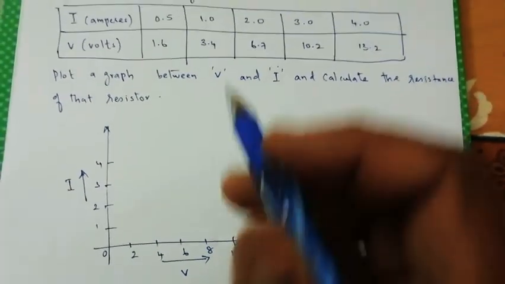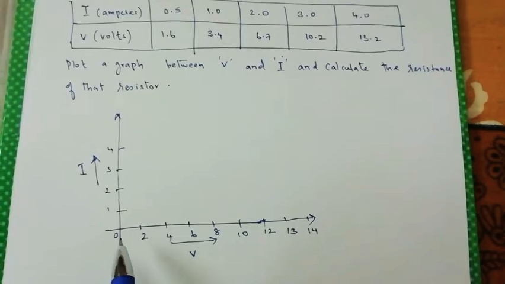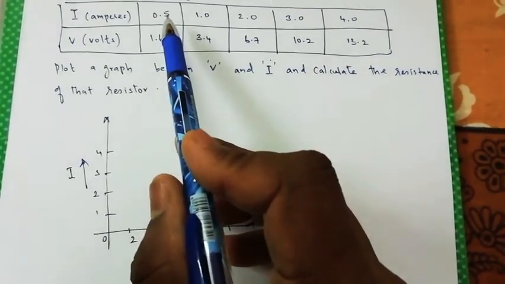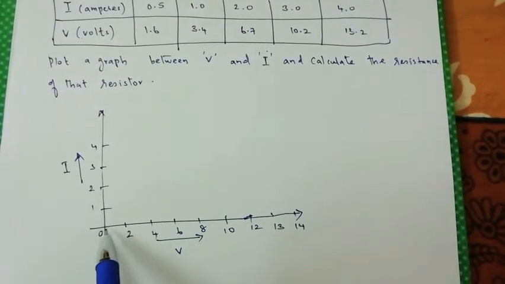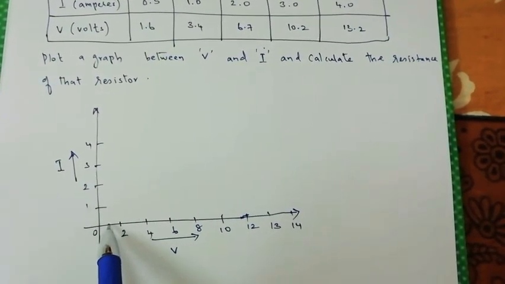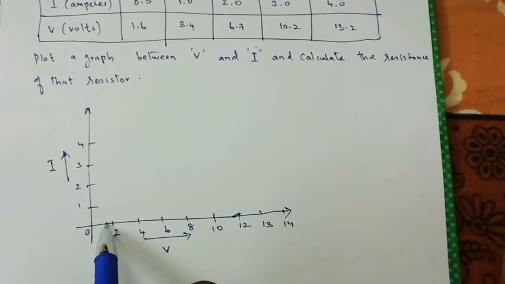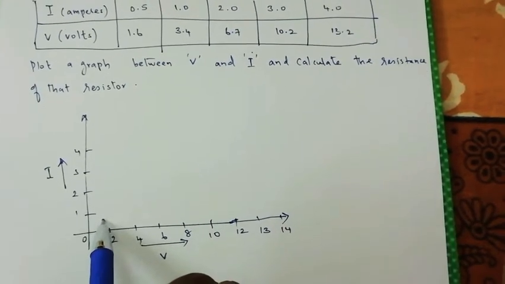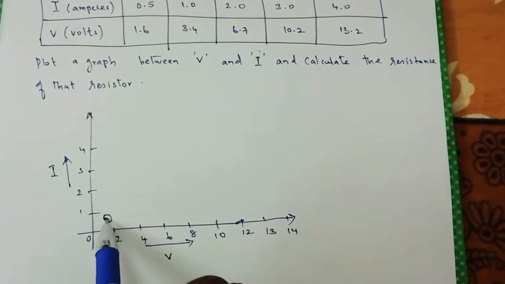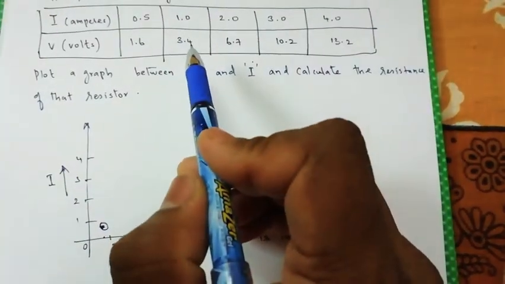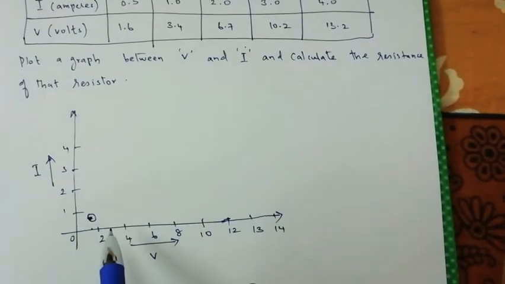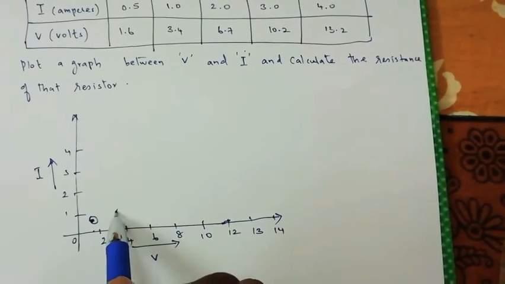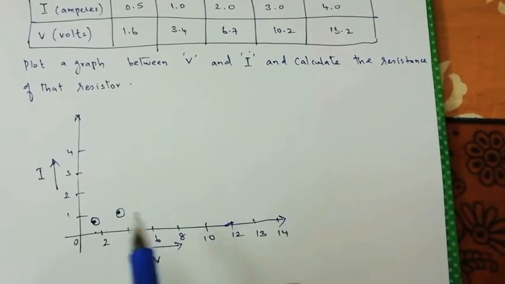Clear? Now try to put all these in this graph. For volt it shows 1.6 and 0.5 current shown here. For 1.6, so 0 is here, so 1 comes here, so 1.6 will be somehow here. And for 0.5, this is 0.5, so I just want to put it here. So this is our first point. And for 3.4, and 1, 3.4 comes here somehow, and 1 will be here, right? 1 will be here.